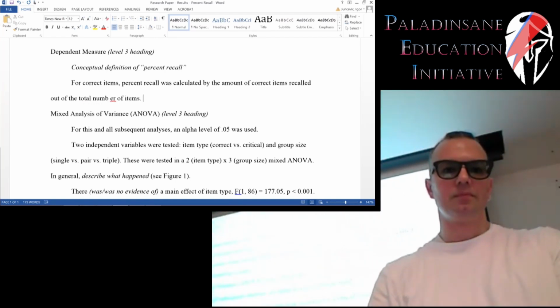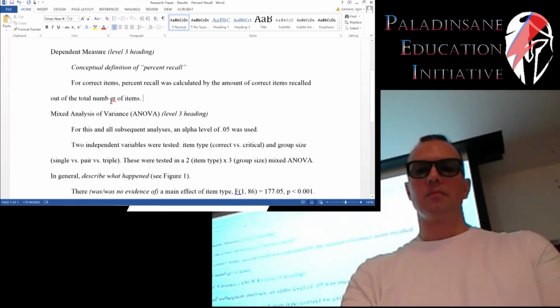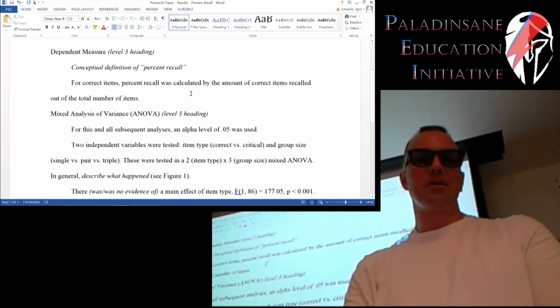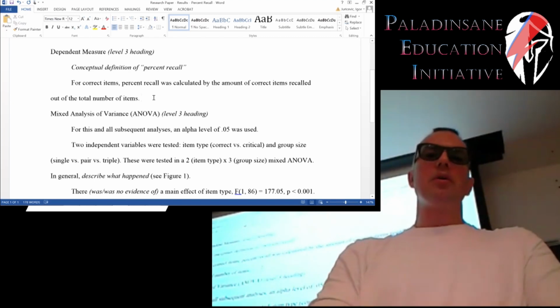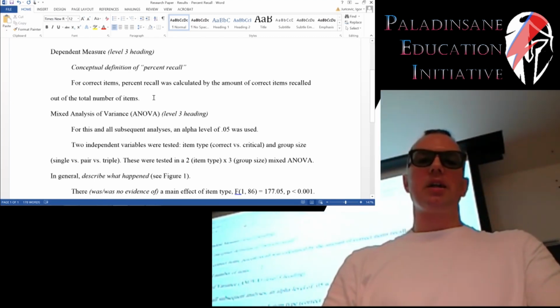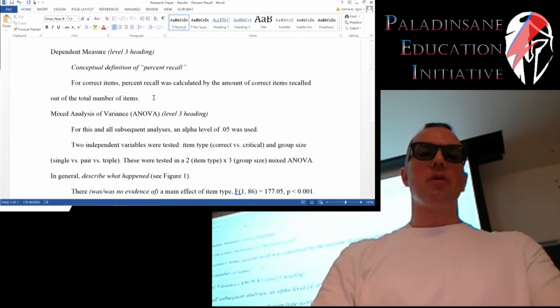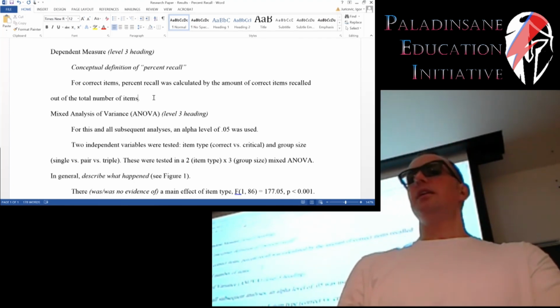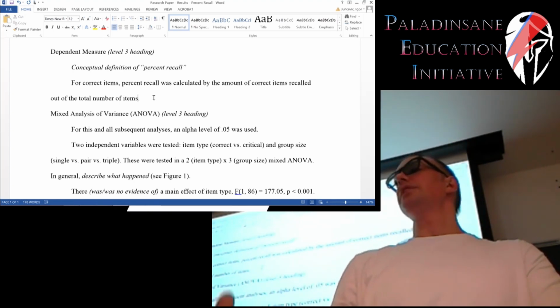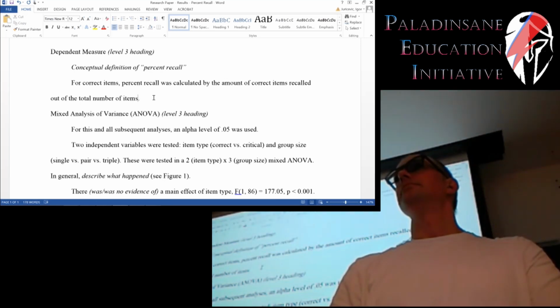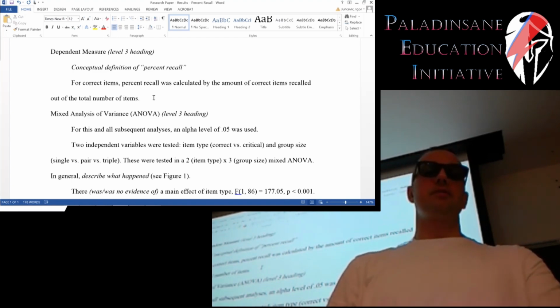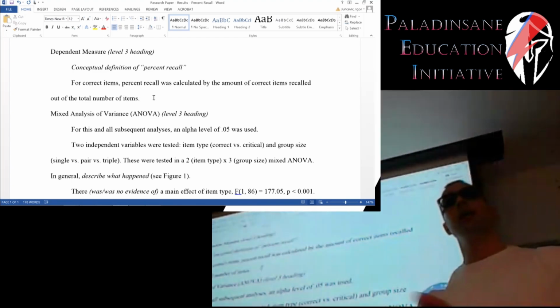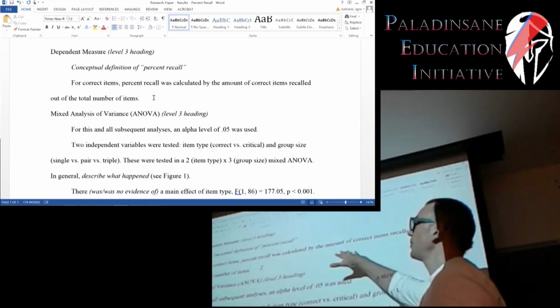Oh, okay. You're saying users. Okay. So we had percent recall was calculated by the amount of correct items recalled out of the total number of items. Anything else we need to add to that? Or does that seem true? Yes, it's exactly what it is. It's true, not pretty. Okay? So this is literally what we did.